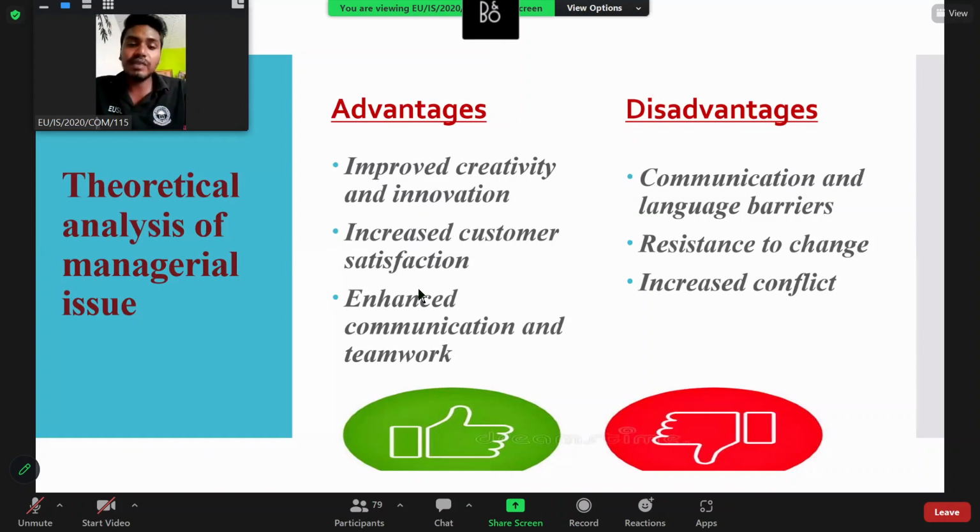And the second disadvantage is resistance to change. Some employees may be resistant to change and may struggle to adapt to new cultures, practices, and procedures. And the third one is increased conflict. Nowadays, differences in cultural norms, values, and beliefs can sometimes lead to conflicts that can be difficult to resolve.